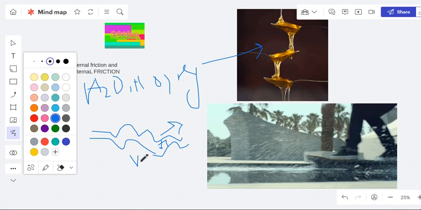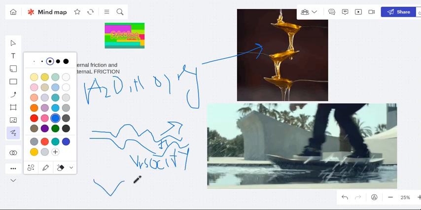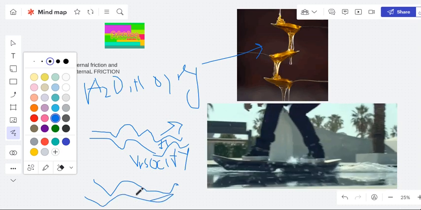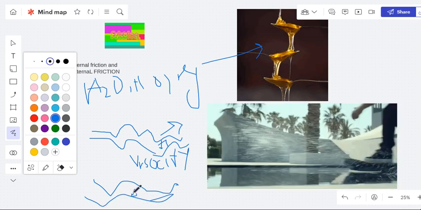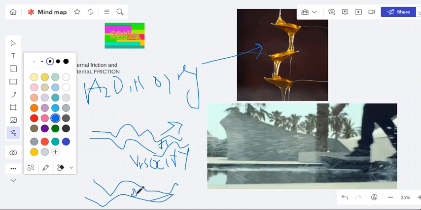Same for the liquid, friction is also known as viscosity. This is internal friction, right? For example, honey is spread, it is scattered over the surface, so it forms layer over layer. So the force of friction exists between these two layers, which is known as viscosity. So this is basically internal friction.